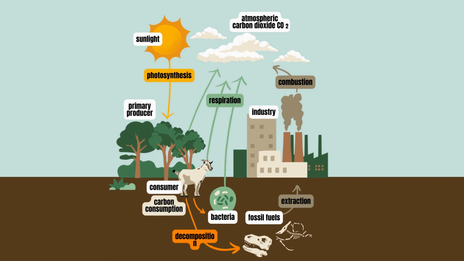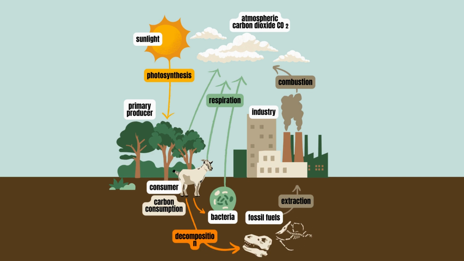First of all, when the consumers are decomposed, bacteria use this carbon, and the second step is that they are decomposed into fossil fuels, and the third way carbon dioxide enters the atmosphere is respiration. There are three steps in which the consumer gives off carbon dioxide: respiration, decomposition, and in these two steps bacteria and fossil fuels. Then these fossil fuels are used by factories to extract material and release carbon dioxide into the atmosphere by combustion.